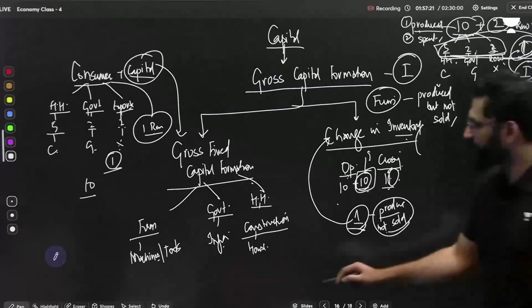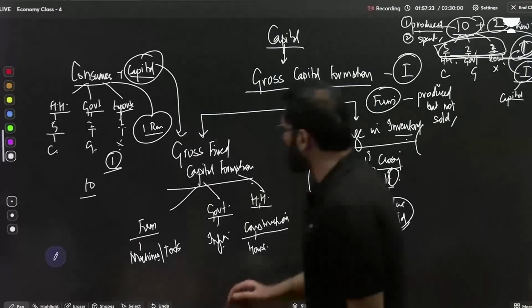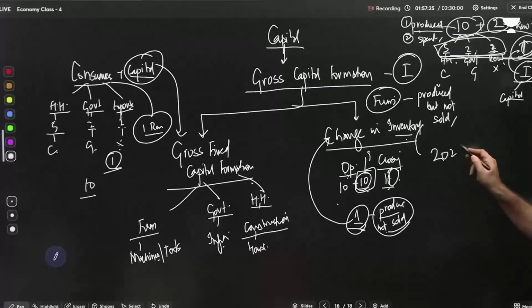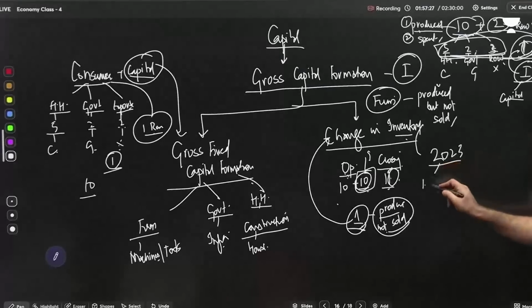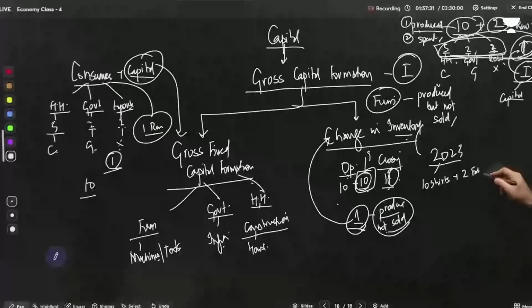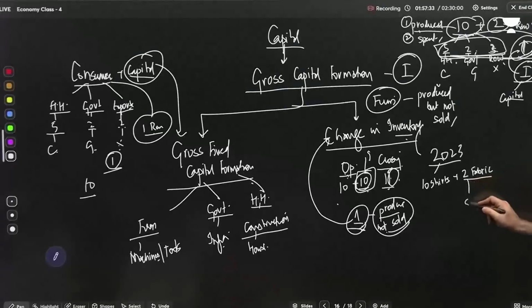For that year, is this fabric raw or final? In 2023 they have bought, they created 10 shirts and they have two fabric which they could not convert into shirt. तो ये fabric जो है, is this raw or final for that year? It's final. For that year, it's final. Why? Because it did not get processed. Final definition is something which is not reused or not processed. So this does not get processed.